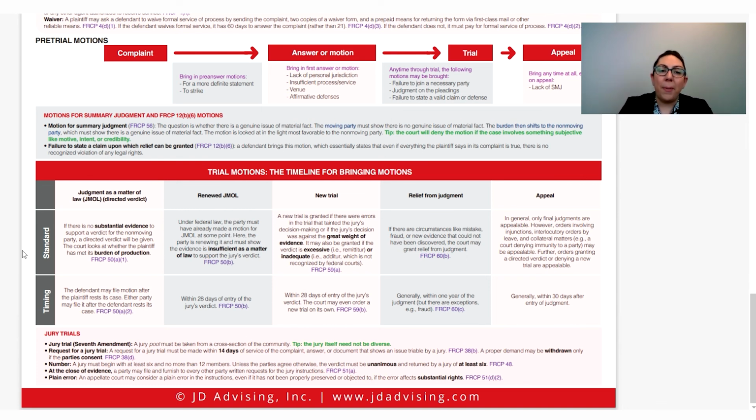At the close of evidence, a party is allowed to file and furnish to every other party written requests for jury instructions. So you tell the judge what you want the judge to instruct the jury on. And on appeal, if you had a jury trial, the appellate court can only consider plain errors in the instructions, even if those have not been properly preserved or objected to. So the appellate court will look at those jury instructions that the judge read to the jurors and see if there was any plain error that would justify reversing the jury's decision and sending the case back down to the lower court for a new trial.